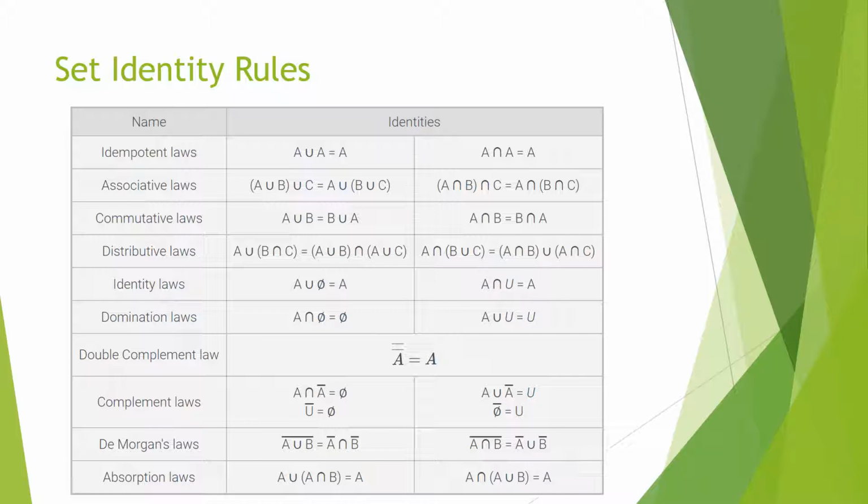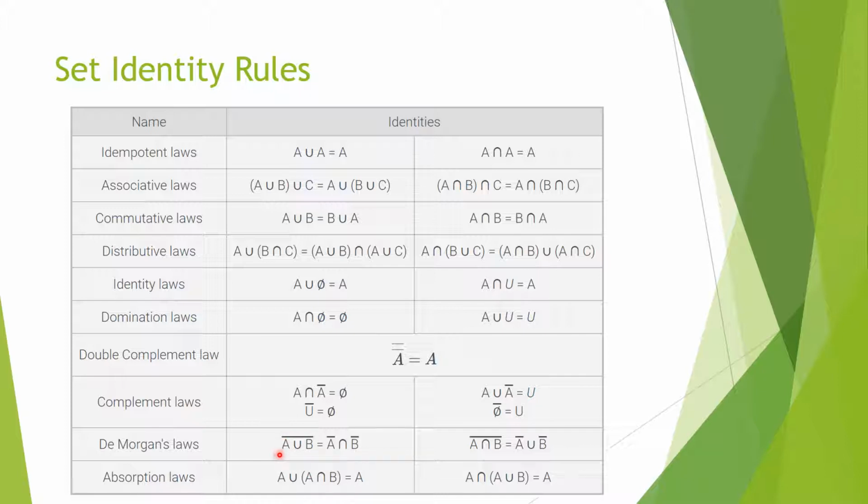And then we have the complement laws. The first one is the intersection of A and A bar is the empty set. The complement of the universal set is the empty set. The union of A and A complement is the universal set, sorry. And the negation or the complement of the empty set is the universal set.